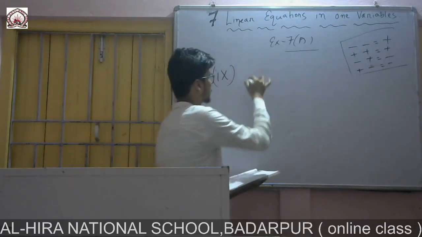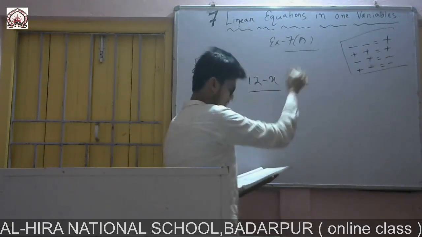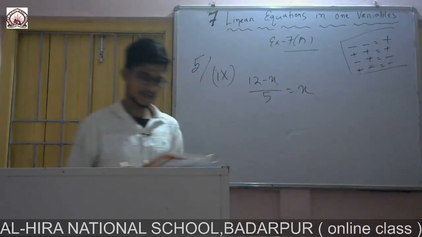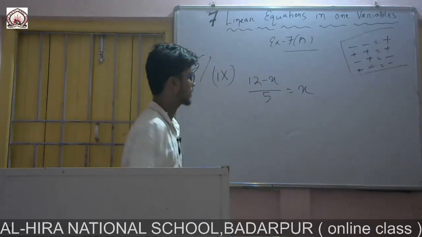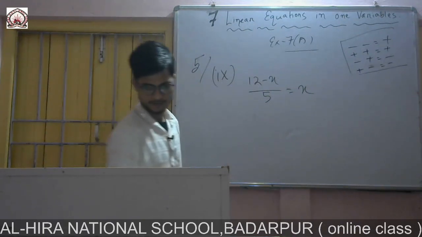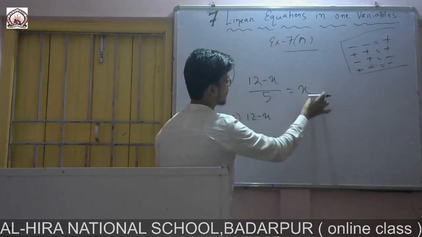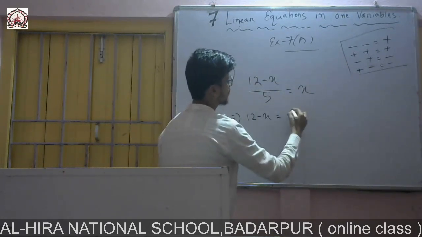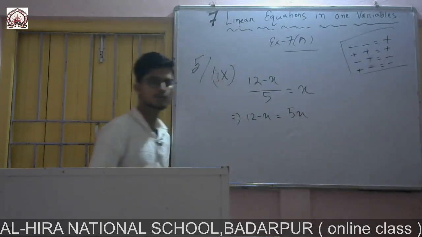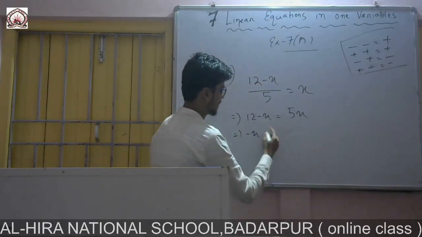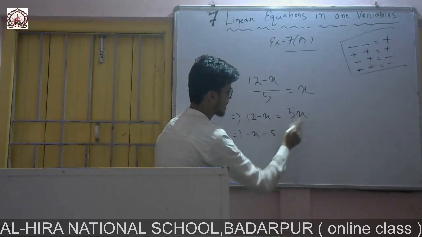Roman number 9, it is given 12 minus x by 5 equals to x. So first of all I will write 12 minus x. This 5 will multiply this one. That means 5 into x is 5x. So now I will change the side. It is minus x. Minus 5 will come to this side. Sorry, plus 5 will come to this side.